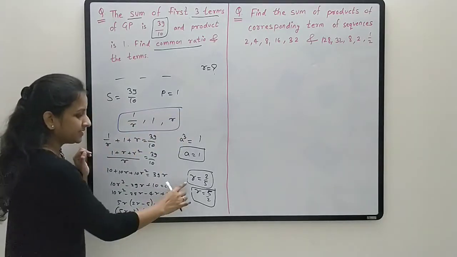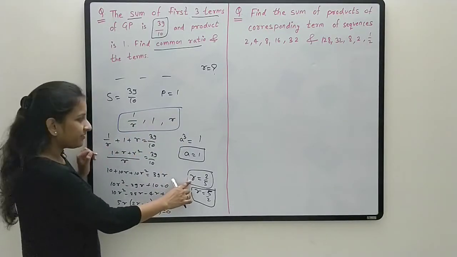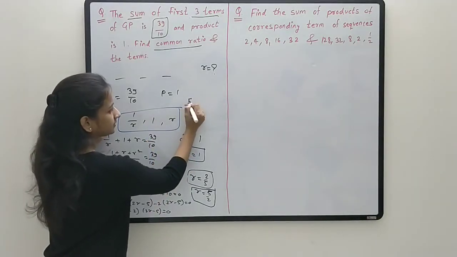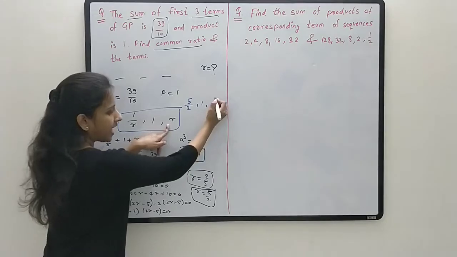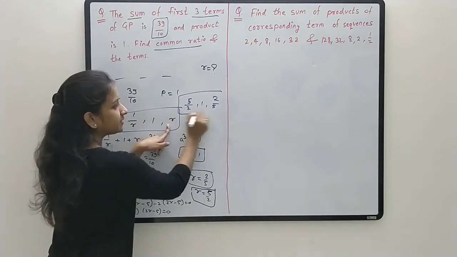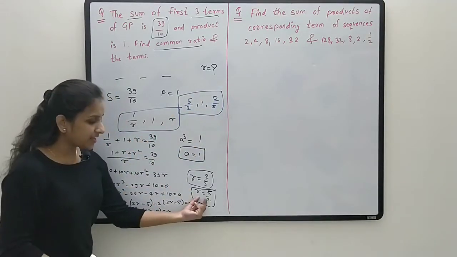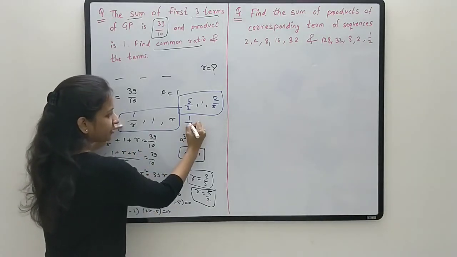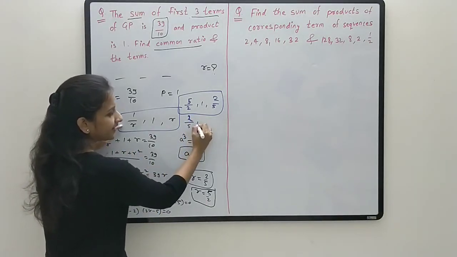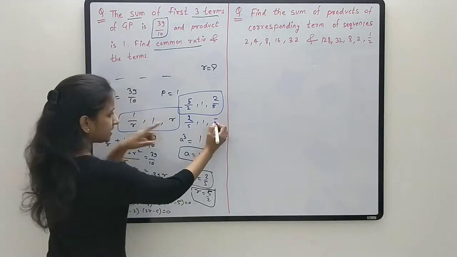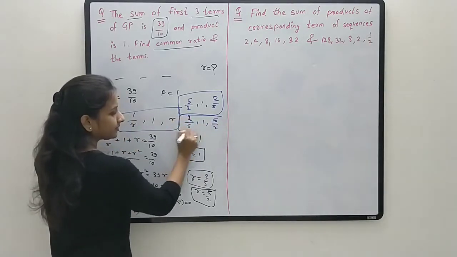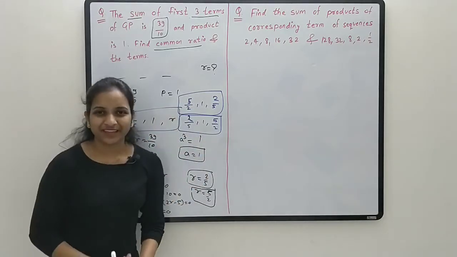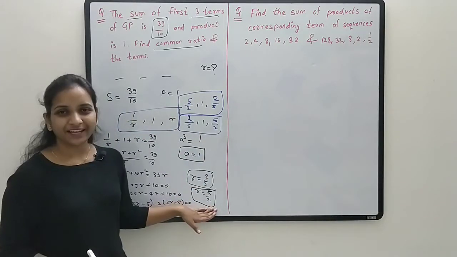Let's find it out. Let's take r equals 2 by 5. Then the terms of GP are 1 by 2 by 5, 1, and r, 2 by 5. These are the three terms of GP. Now let's take r equal to 5 by 2. Then the terms are 1 divided by 5 by 2, so 2 by 5, 1, and r is 5 by 2. These are the same terms of GP but in reverse way. Understood? Both the values are correct.